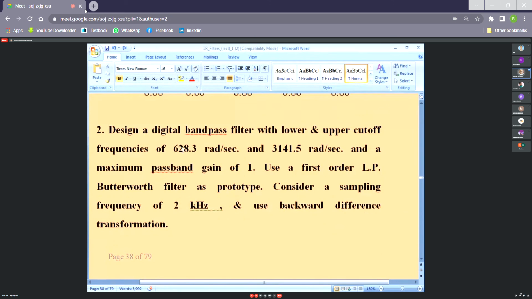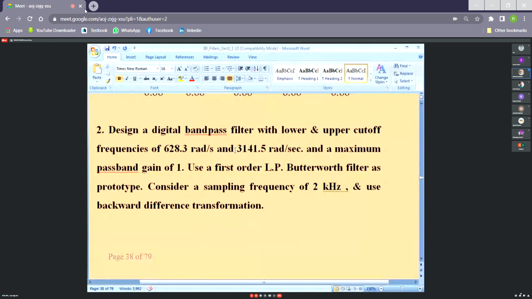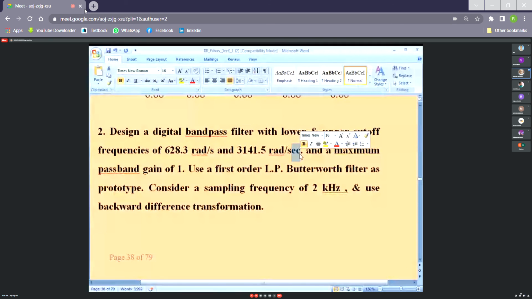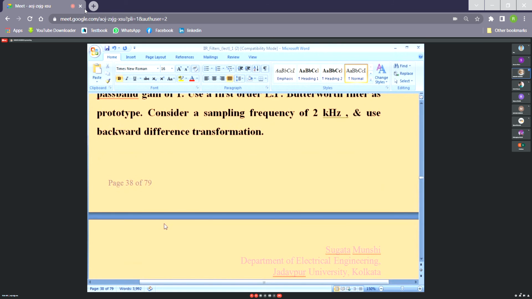Now have a look at this problem. Design a digital bandpass filter with lower and upper cutoff frequencies of 628.3 radians per second and 3141.5 radians per second, and the maximum passband gain of unity or 0 dB. Use a first order low pass Butterworth filter as prototype. Consider a sampling frequency of 2 kHz and use backward difference transformation.